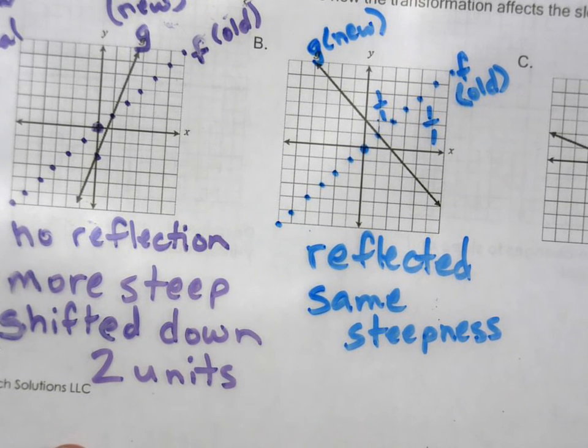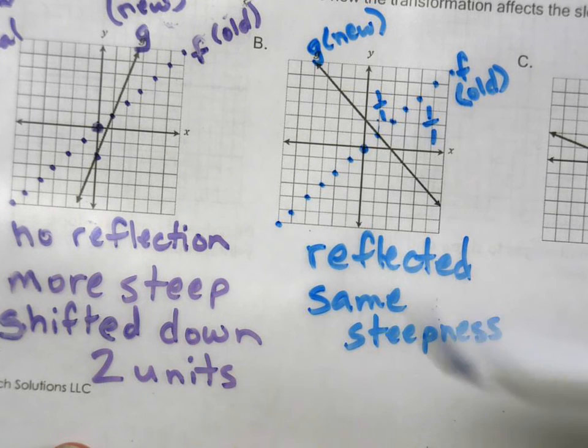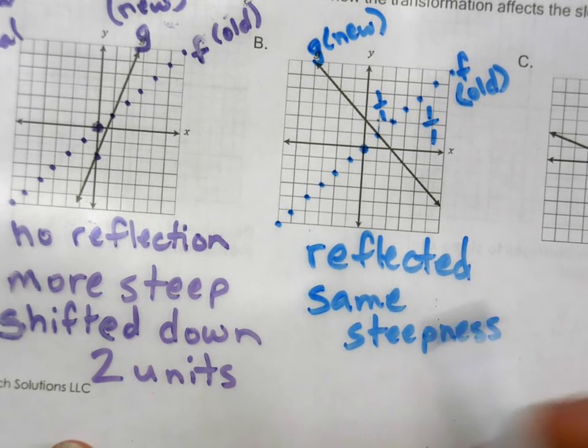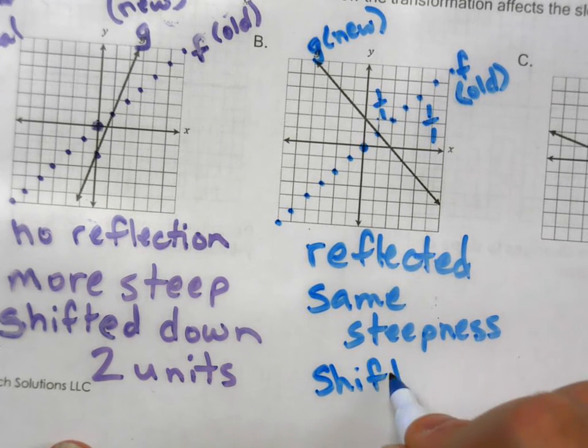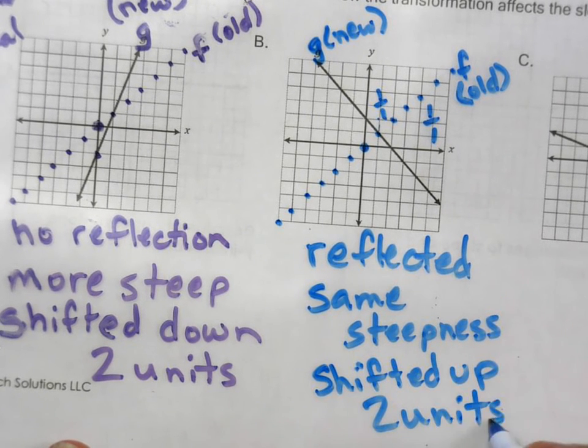And then the last question is, did it shift any? We've got to look from the origin, or the y-intercept. So did it change on the y-intercept? Yes. How did it change? It went up 1. So it shifted up 2 units.